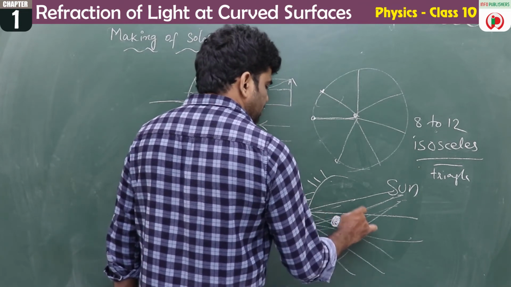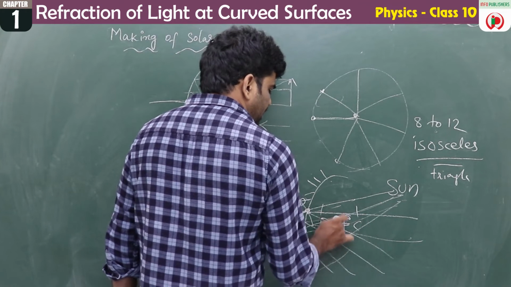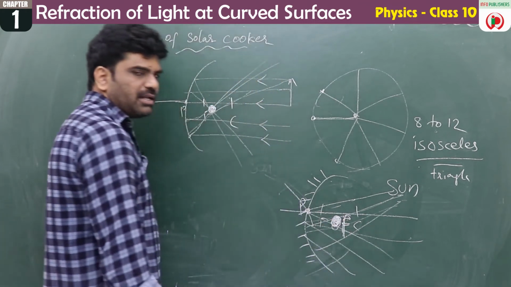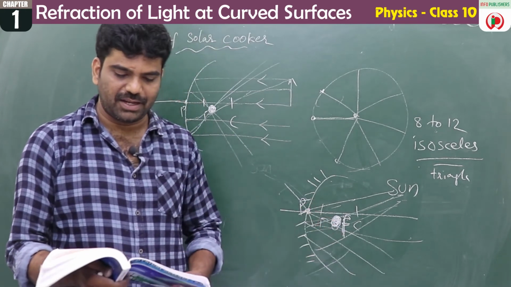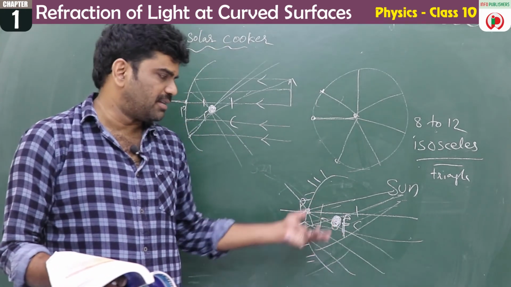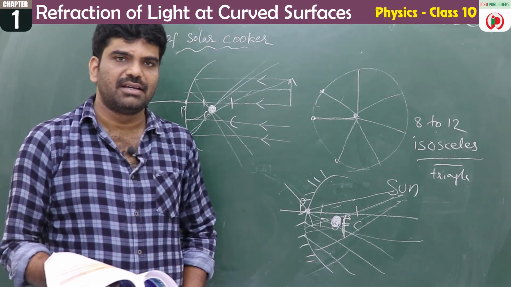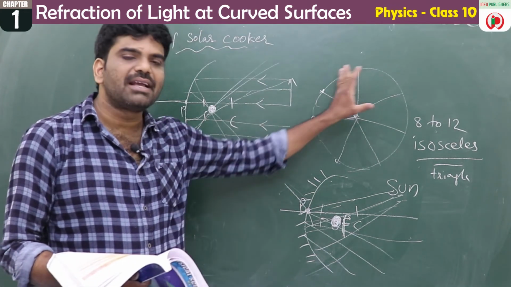Now this is the pole, this is the center of curvature, this is F. All the reflected rays will meet at that point, which is called the focal point. Now you keep the vessel there, and you can keep your rice or whatever, and this is enough to cook your rice. So once again I repeat, this is the making of a solar cooker.